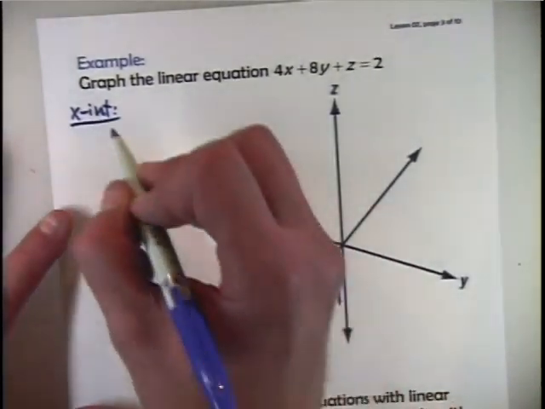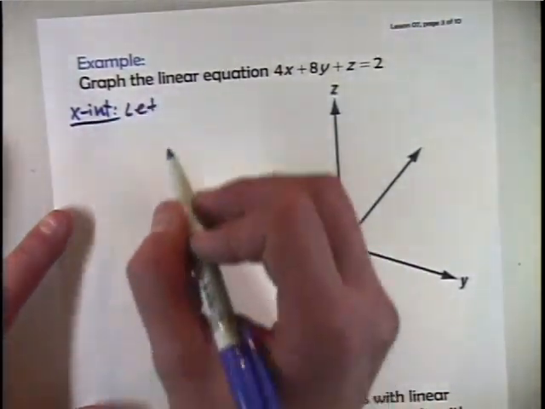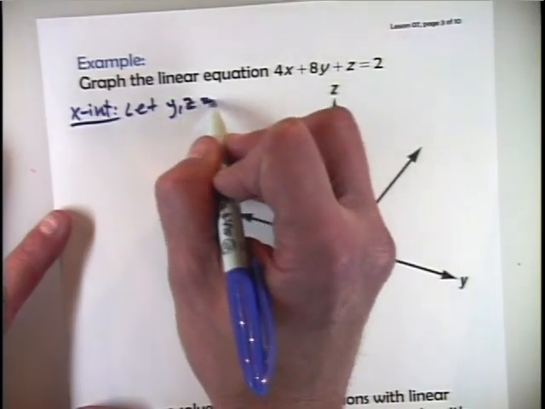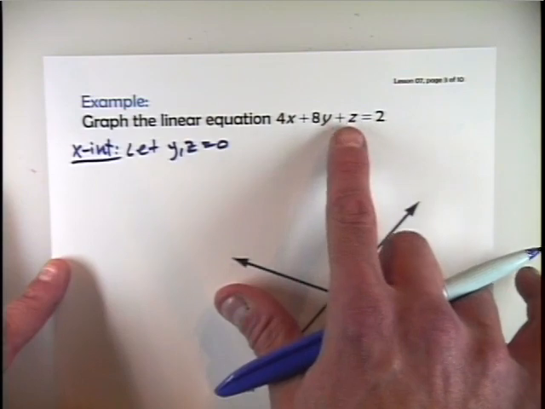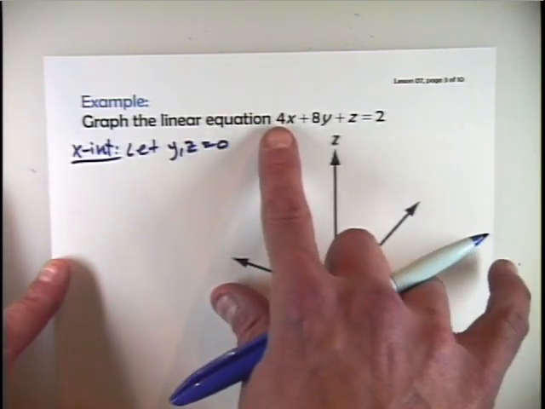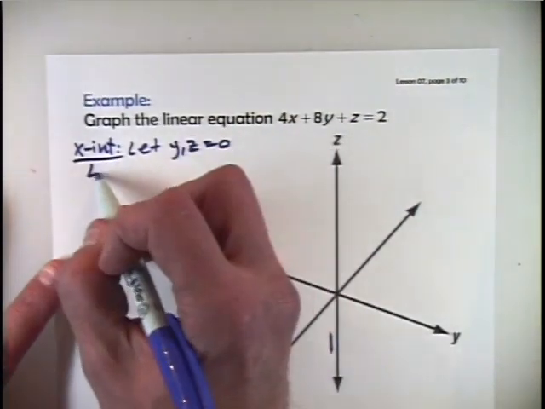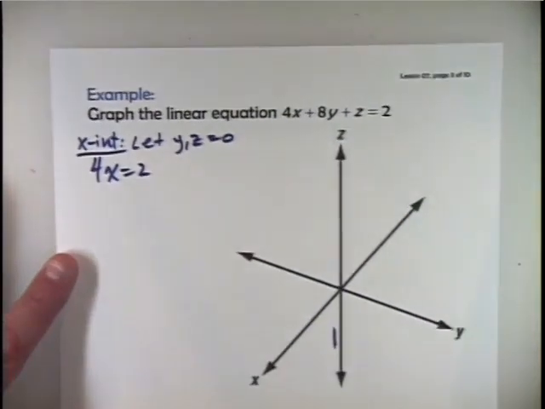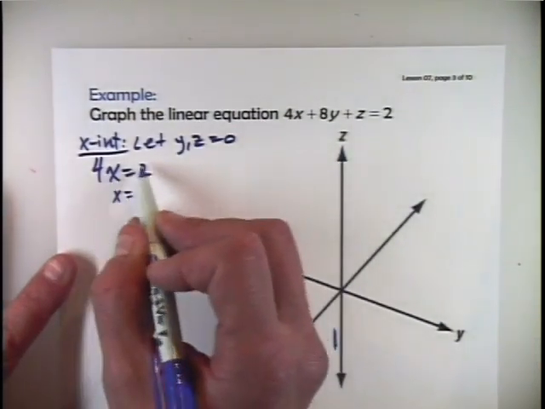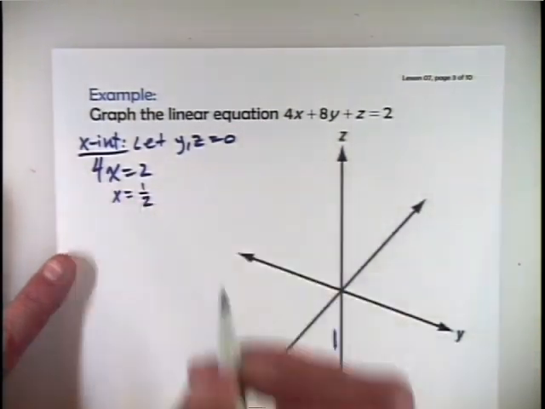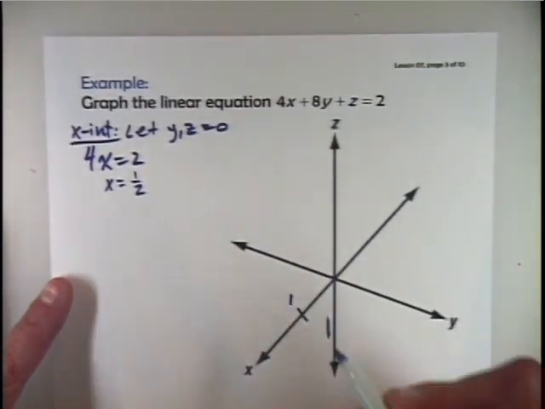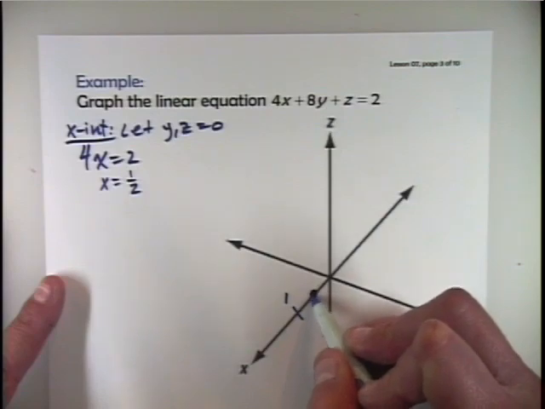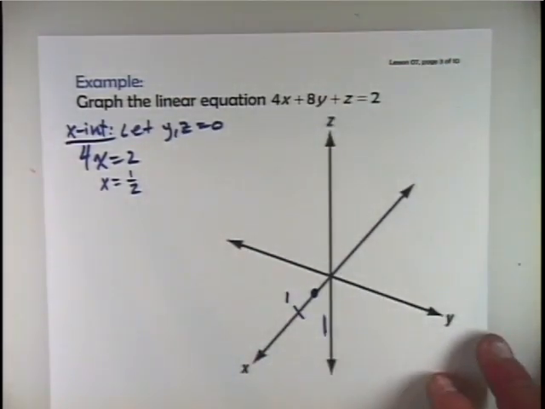So to find the x-intercept, we're going to let the other 2 variables, y and z, equal 0. Well, if you look at the equation then, if I let y equal 0 and z equals 0, I just have 4x equals 2. So now that I have 4x equals 2, I can solve, divide by 4, and I get x equals 2/4, which is 1/2. So I'm going to draw 1/2. I'm going to call this point 1 unit, and so 1/2 would be right there. So that's going to be the x-intercept.